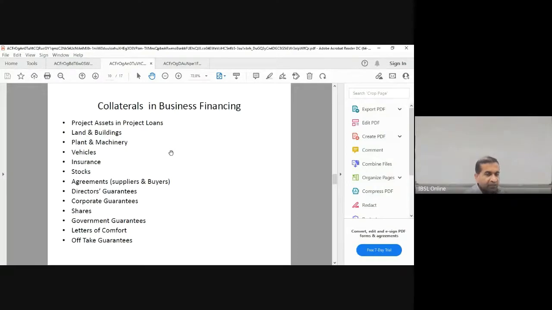Project assets can be taken: land and building, plant and machinery, vehicles, insurance policies, stocks. Supply agreements also can be taken as collateral in certain cases. Directors' guarantees, corporate guarantees, shares, government guarantees, letter of comfort. Offtake guarantees are the guarantees given by the buyer, like CEB guarantees. It is not a guarantee per se, it is an agreement. If the buyer says that I will take care of this loan, then it is an offtake guarantee.